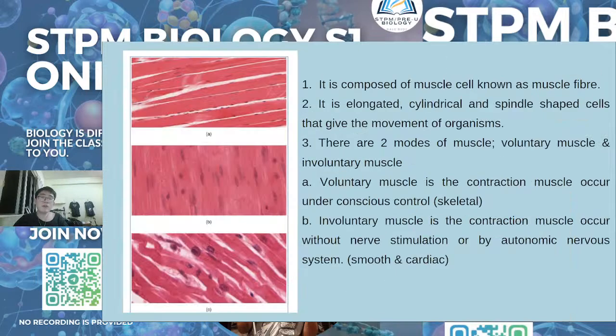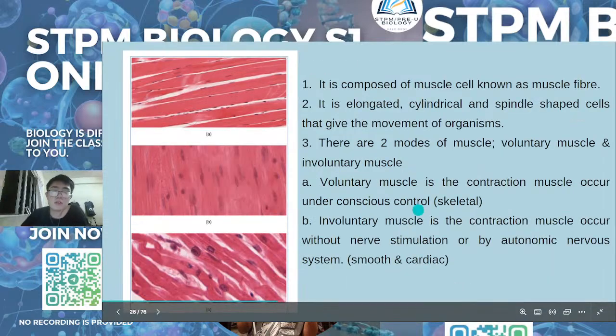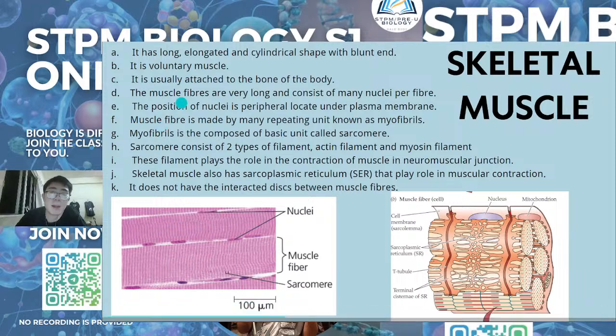So normally I already mentioned we have three types of muscle, right? So skeletal muscle. Okay, so skeletal muscle is the main type of the muscle that we can find in our body. You can find it in our stomach and our hand, our leg, all of these contain skeletal muscle. So skeletal muscle is very important in our body and appears in the majority of our body. So skeletal muscle is long, elongated and cylindrical in shape with blunt ends.